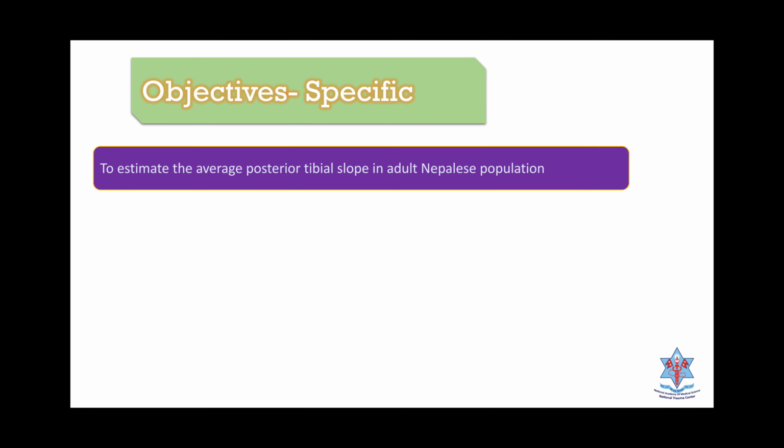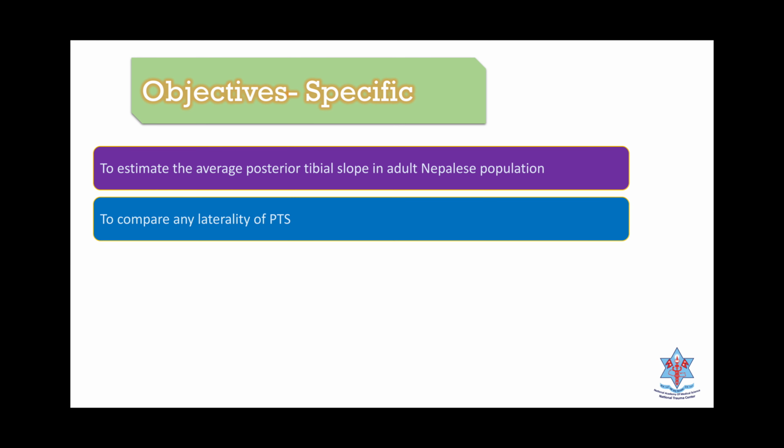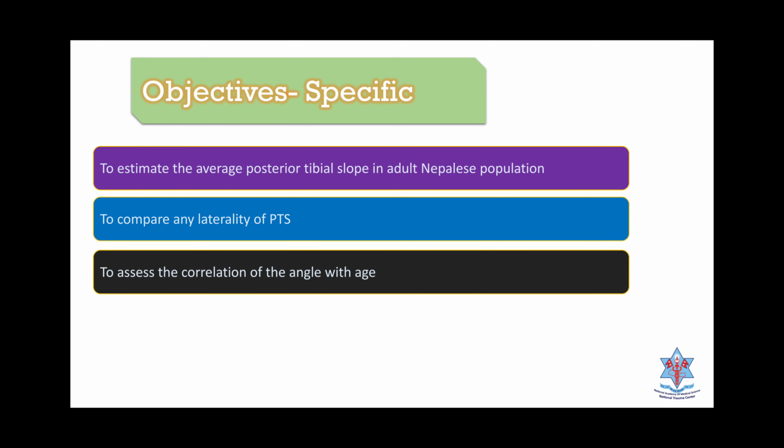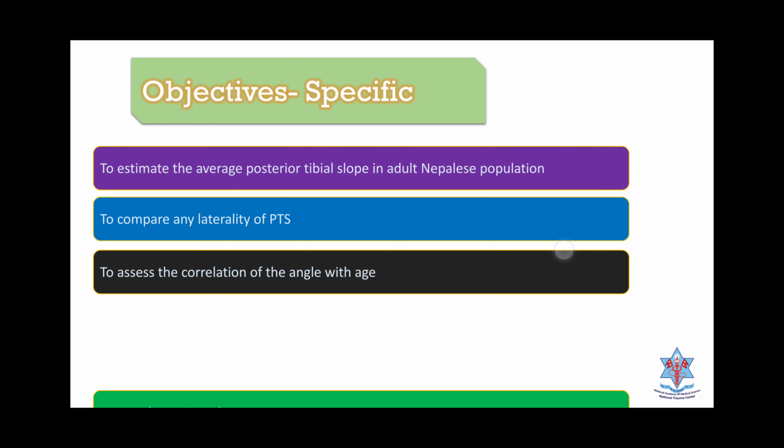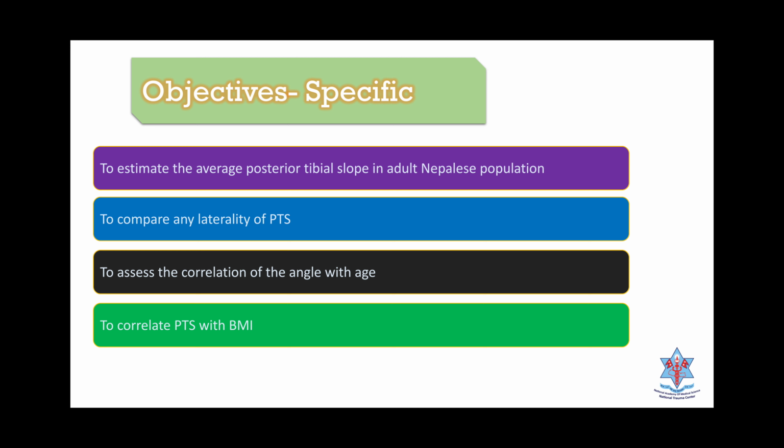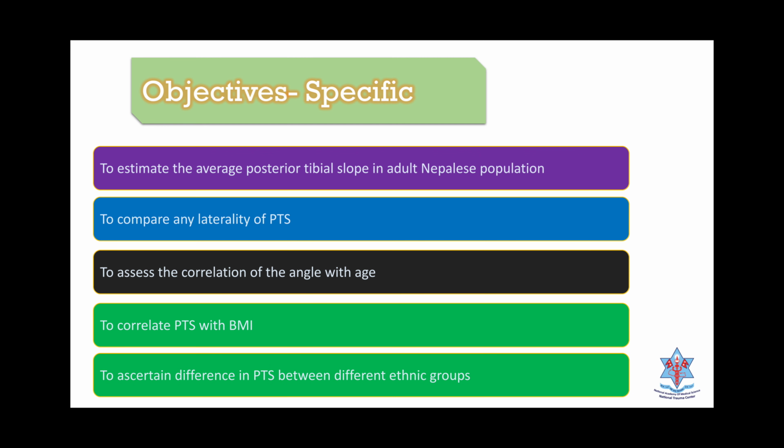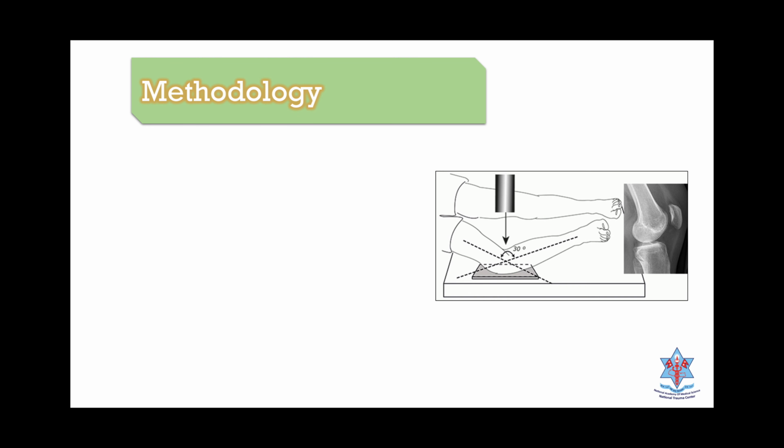The specific objectives were to estimate the average posterior tibial slope, to compare any laterality, that is the difference between right and left sides, to assess the correlation of the angle with age, to correlate PTS with the body mass index, and to ascertain differences between various ethnic groups and their statistical significance.